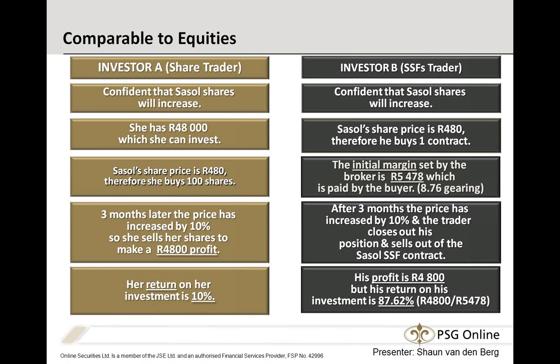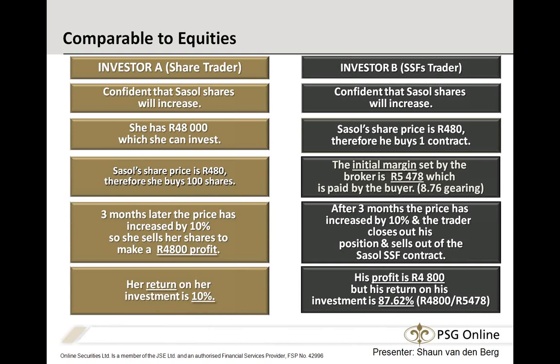Now, exactly the same scenario, if you look on the right-hand side, we have an investor or trader, a single stock futures trader, that also is confident that the Sasol share price will go up from the oil price and the exchange rate, and he goes and buys the underlying share at 480 rand. Now, instead of buying 100 shares, he buys one contract. Remember, it's the same. The big difference comes in where the initial margin required in this situation is only 5,478 rand. Instead of putting on 48,000 rand, only 5,478 rand. So if you look at that, you're geared 8.76 times. That's not too shabby. It means that every 1 rand movement, you're getting 8.76 in your favor, if the market's moving in your favor.